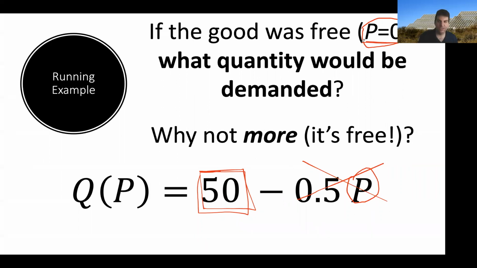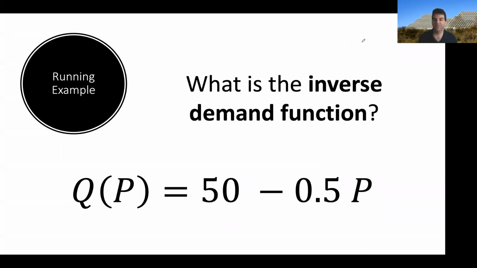Now, it would be nice if I could ask the kind of reverse question. Right now I'm putting in a price and asking how much I am willing to buy at that price. It would be nice to ask the other way: let's say you own 30, how much are you willing to pay for the 31st? And that's what we get in the inverse demand function. The inverse demand function is a function where instead of going from price to quantity, you take quantity as an input and you get your willingness to pay, basically your price, for the next unit.